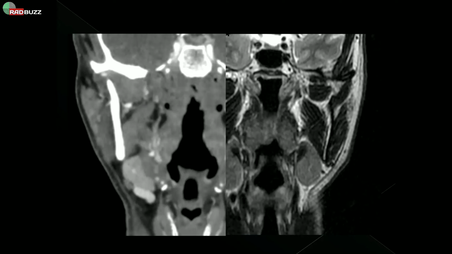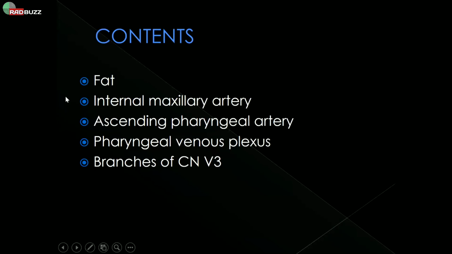Now on MR we have these muscles. This is the pharyngeal area, and this whiter thing is the parapharyngeal space on both sides. Para means on the sides of the pharyngeal area. Now the contents are fat, internal maxillary artery, pharyngeal artery, pharyngeal venous plexus and branches, and the third division of the fifth cranial nerve. Now we don't need to see all these structures and comment upon them.